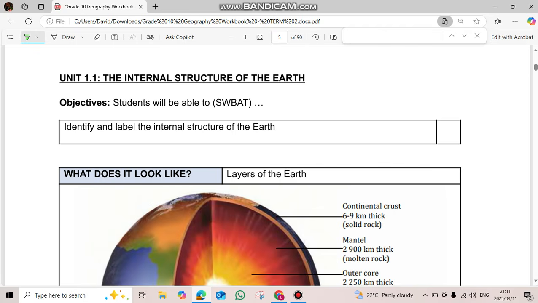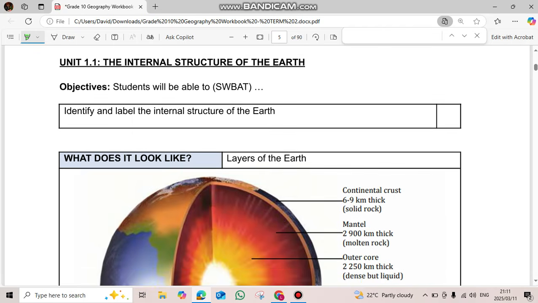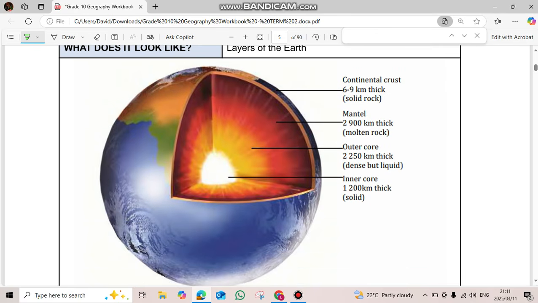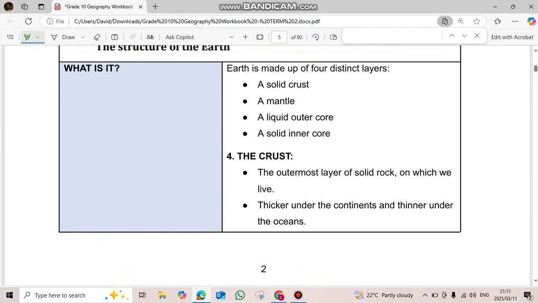Your lesson objective for this lesson: students will be able to identify and label the internal structure of the Earth. So what does the internal structure of the Earth look like? It is made up of very distinctive 4 layers. So we first have our continental crust, which is the outermost layer. Below that, we find our mantle. Just below that, we find our liquid outer core, and our solid inner core is found in the center of the Earth.